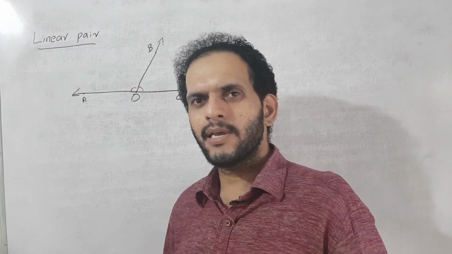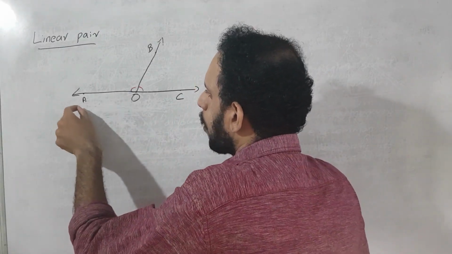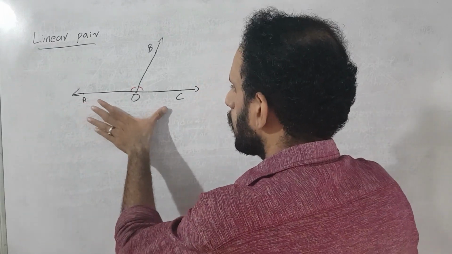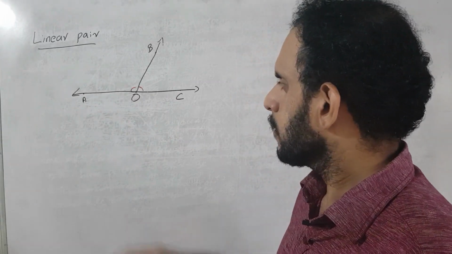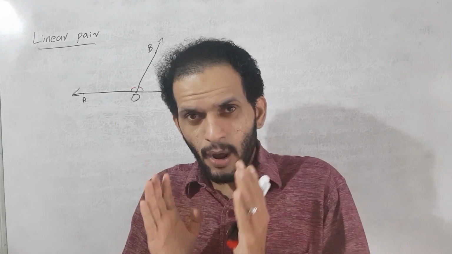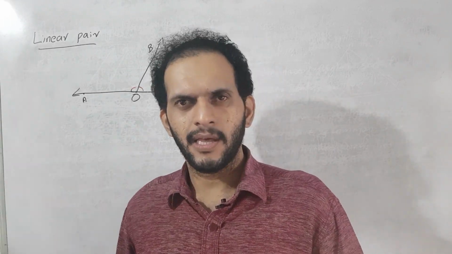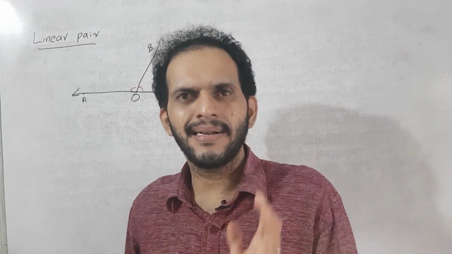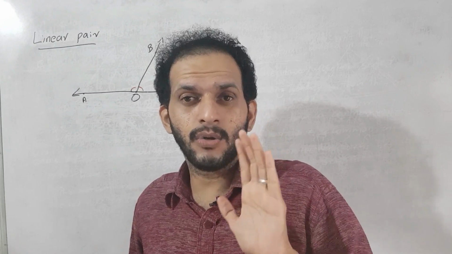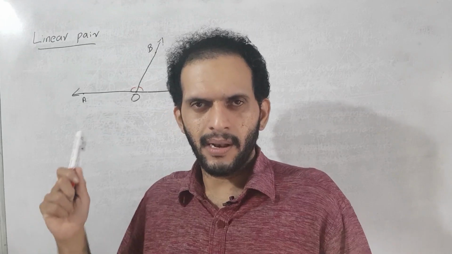Correct? But one specialty here, what is that? The non-common arms, if we join the non-common arms together, then here it forms a line. Correct? The non-common arms form a line. Then that type of angles we call a linear pair. Then what is a linear pair? A linear pair is a pair of adjacent angles whose non-common arms form a line.